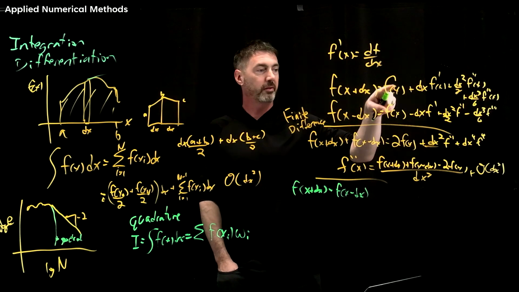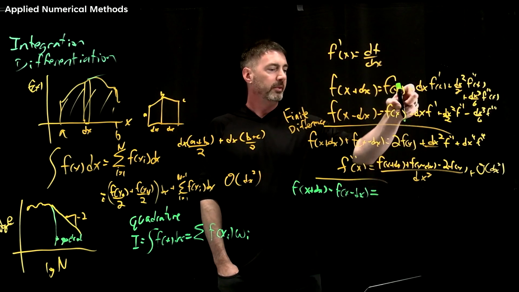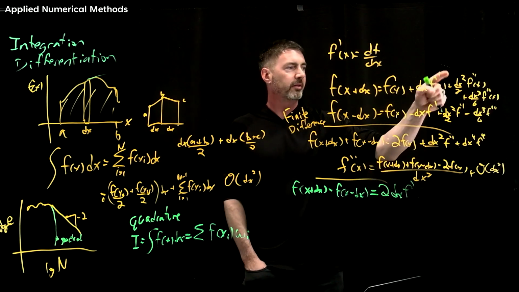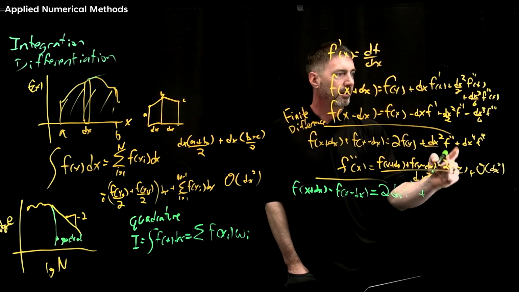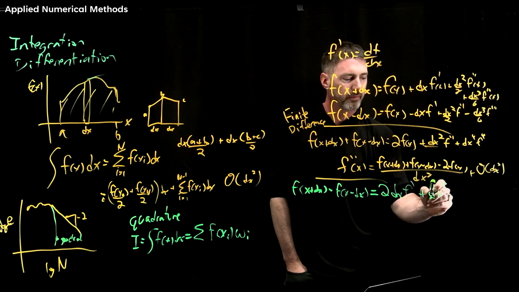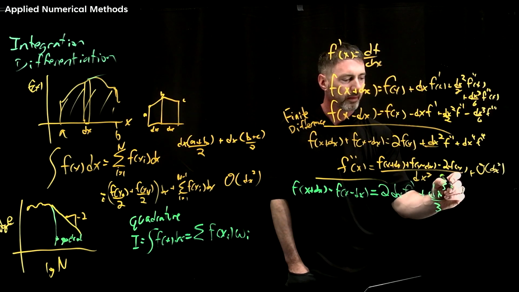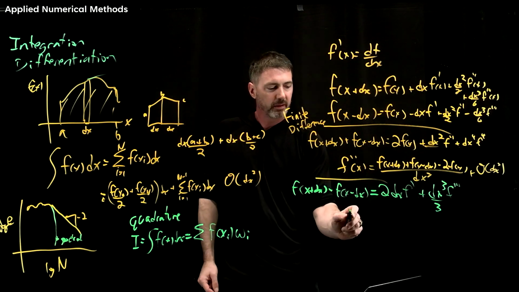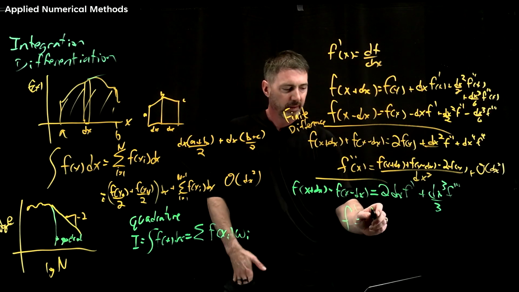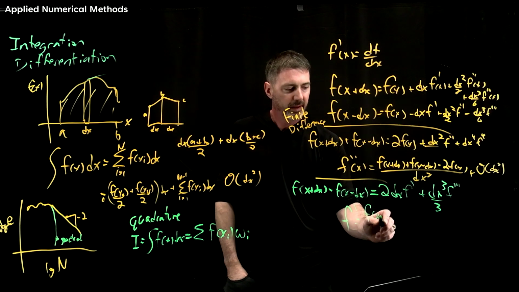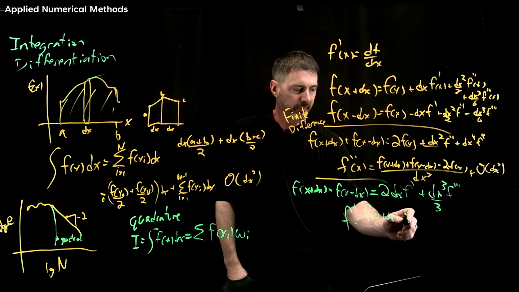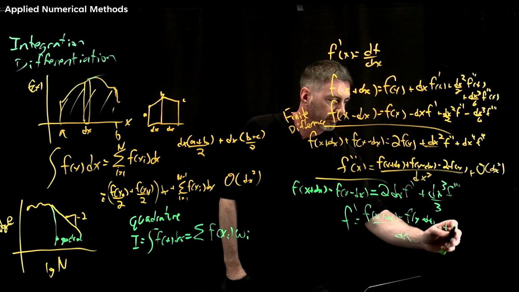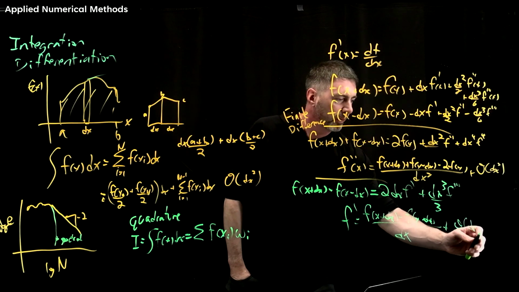Okay, now let's see what cancels. So f of x cancels. We get twice dx f prime. The second derivative cancels, and then we have third derivative dx cubed over 3 f triple prime, and that's enough. Okay, so now let's solve for f prime. So similarly, we'll have f prime is equal to f of x plus dx minus f of x minus dx over dx, and then this is accurate again to dx squared.